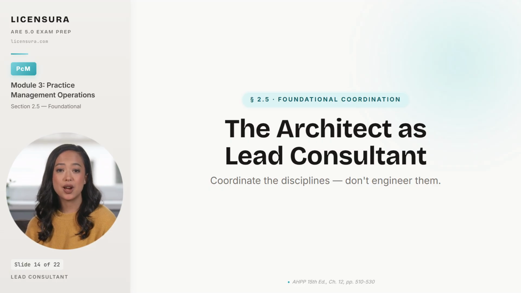Most architects who run a project as lead consultant pick up liability the contract never assigned to them, and they pick it up by accident. On almost every conventional design project, you are the lead consultant, the party contracting with the owner and engaging the engineering disciplines under sub-consultant agreements. Lead consultant is a coordination role, not a supervision role, and that distinction is where most of the liability exposure lives. You integrate structural, mechanical, electrical, plumbing, civil, and specialty consultants into one coordinated set of construction documents.